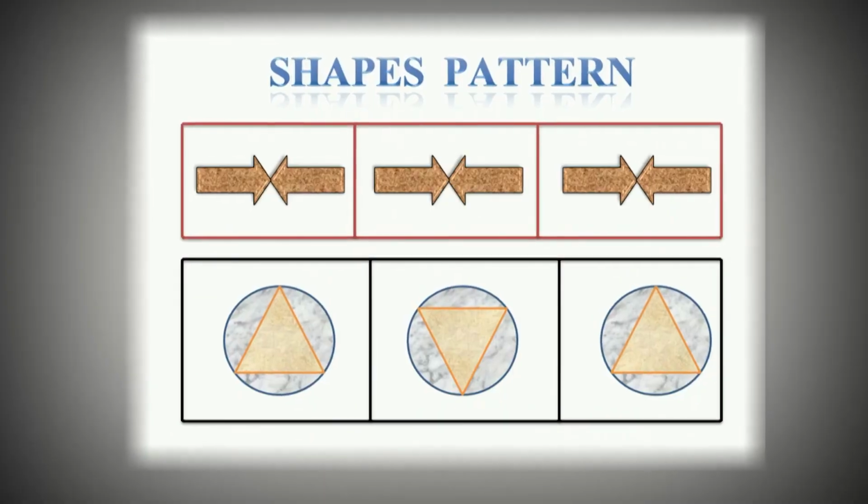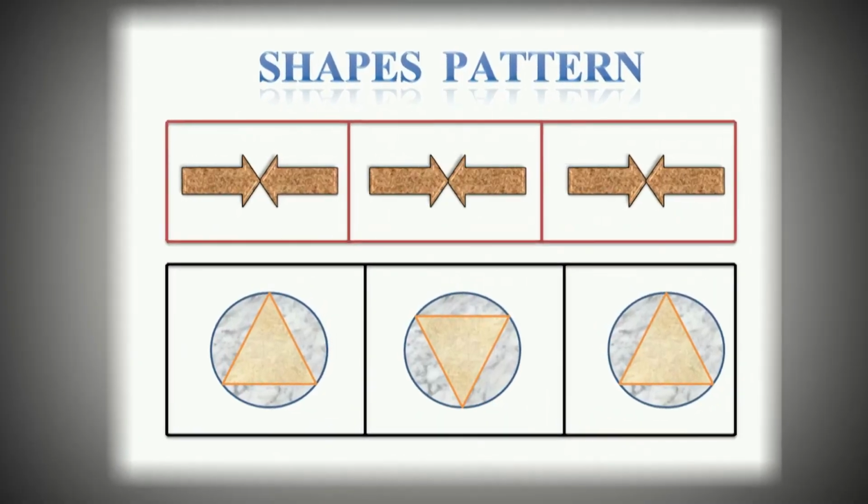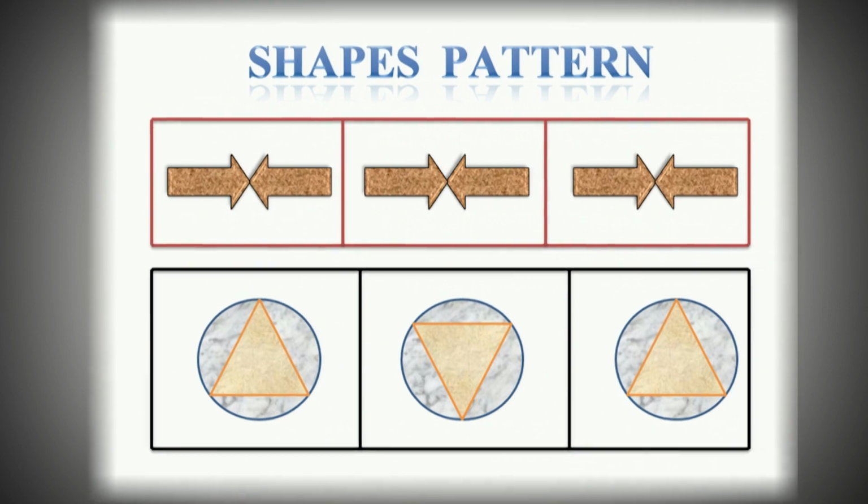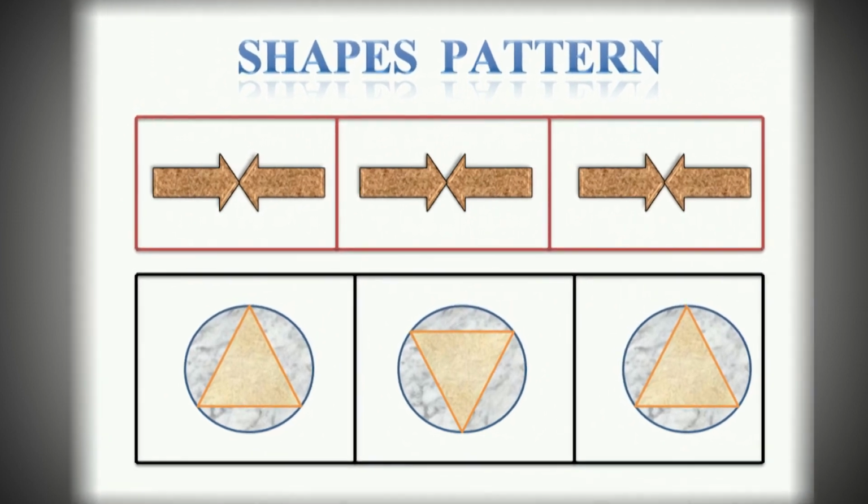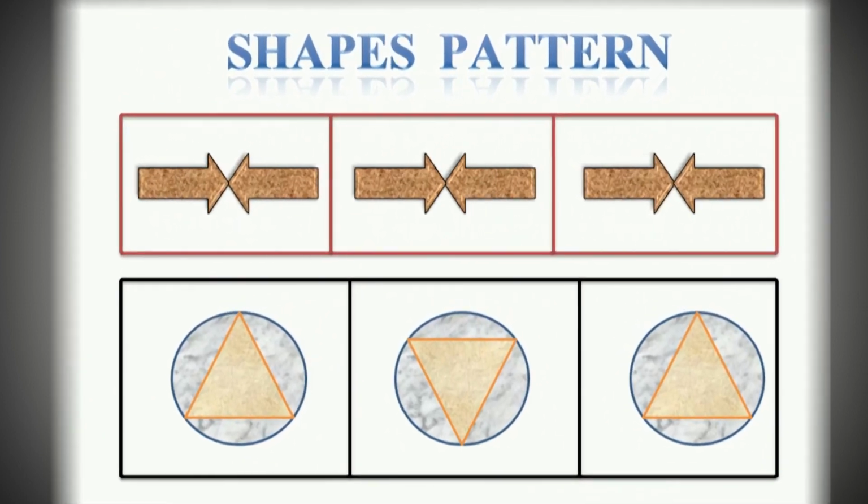Let's move on to the next pattern. So this is the shape pattern. Can you see what I have done here? Yes, I have drawn arrows, but I have done something different in these arrows. There is a pattern of continuity.